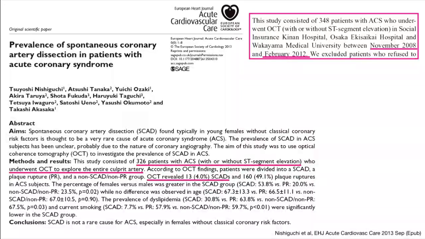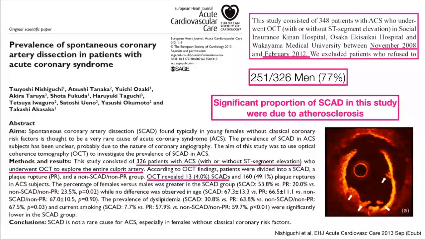Now, this is a more recent study by Nishiguchi in Japan, amongst about 326 patients who had acute coronary syndrome. They routinely did OCT imaging, or optical coherence tomography, to explore the culprit artery. And what they found was that on OCT, SCAD was observed in 4% of these cases. But just keep in mind that in this series, the majority of patients were men, 77%, and there were a significant proportion of patients in this study where the SCAD was actually due to atherosclerosis.